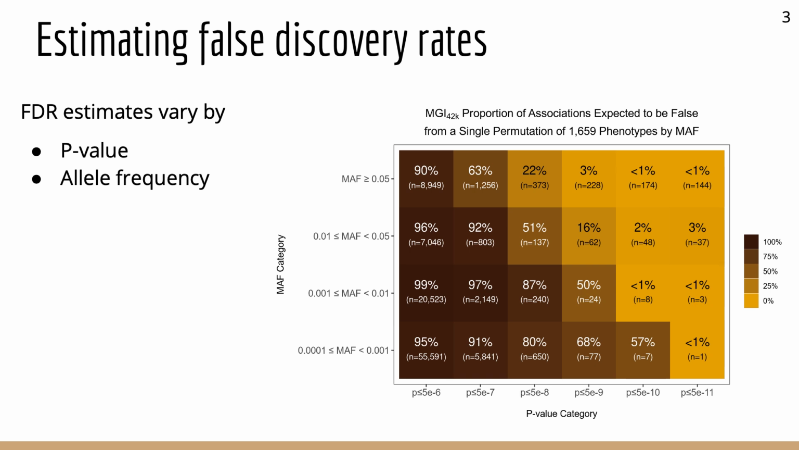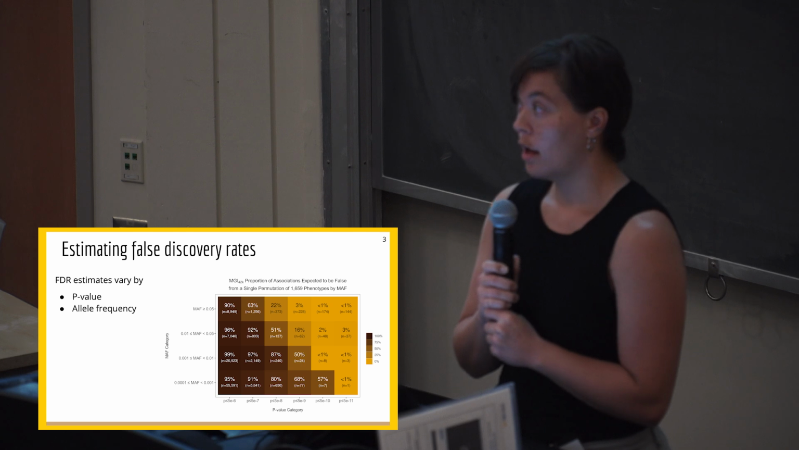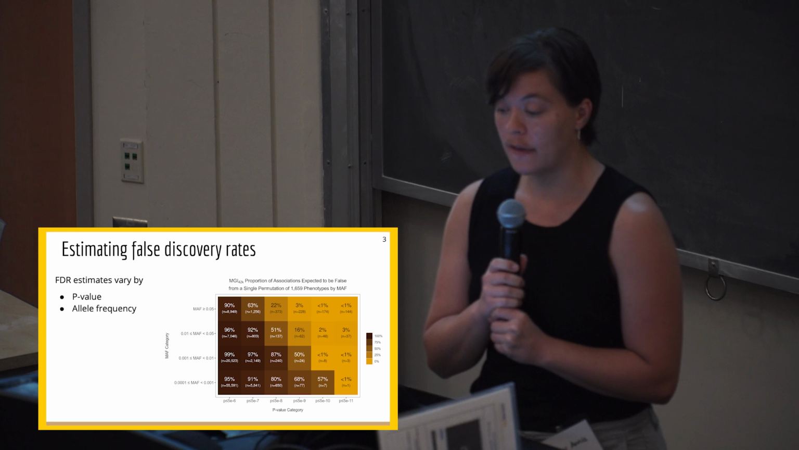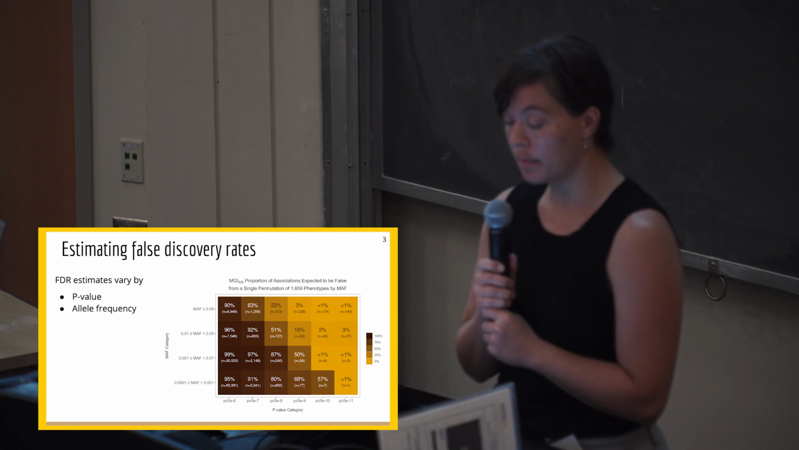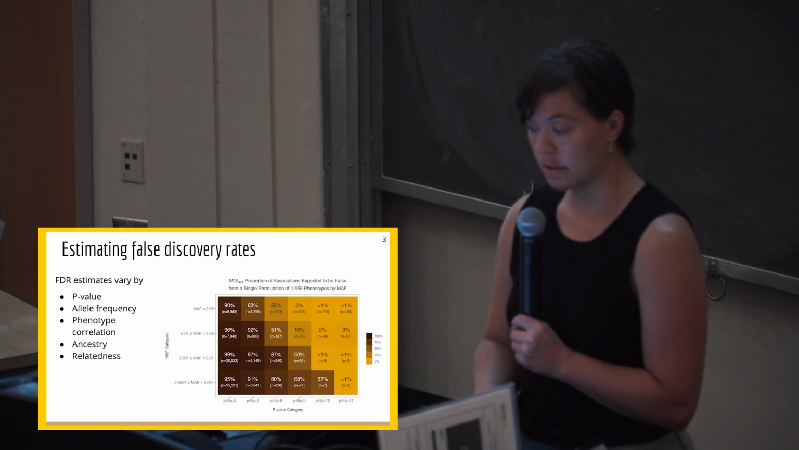We can see a couple things here. One is that, of course, our false discovery rates vary by p-value: the more significant the p-value, the fewer false discoveries, as we'd expect. But we also see that it varies by allele frequency. As we go down the plot into the rarer variants, we have a higher false discovery rate probability. Other things that can affect our false discovery rates in these different categories are the phenotype correlation specific to the data set being analyzed, the ancestry of the participants, and also the relatedness amongst the participants.